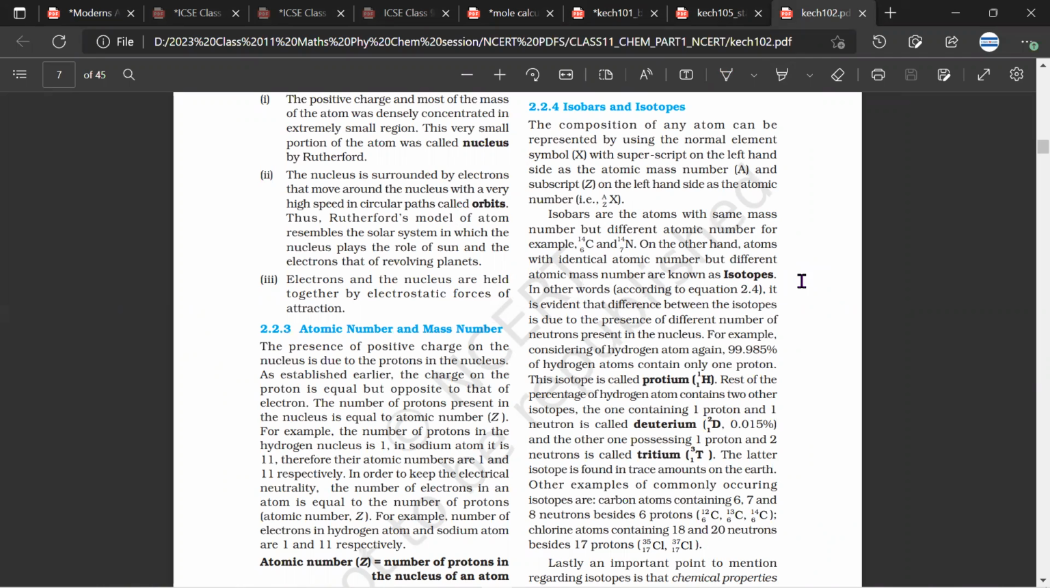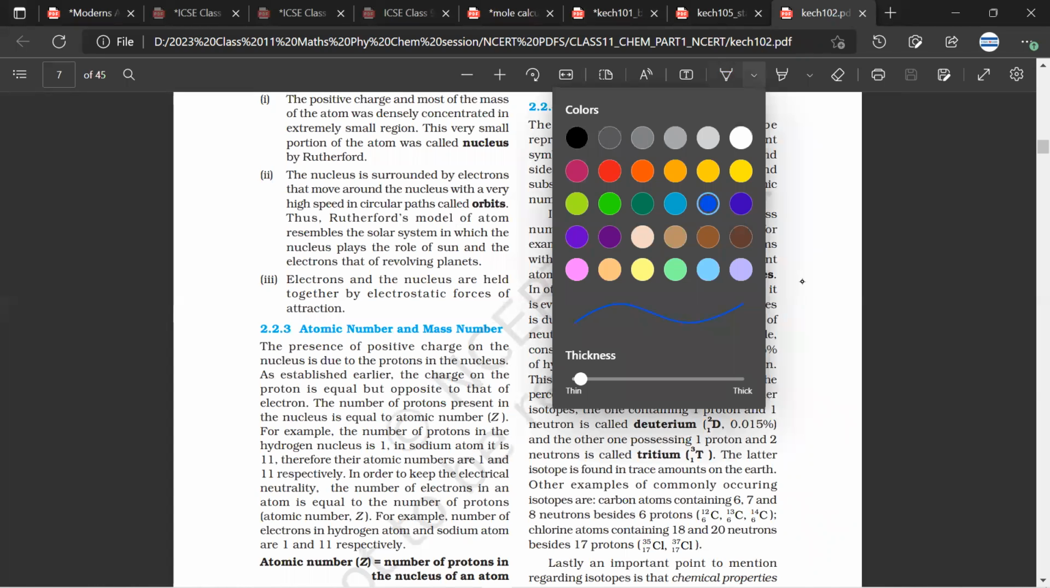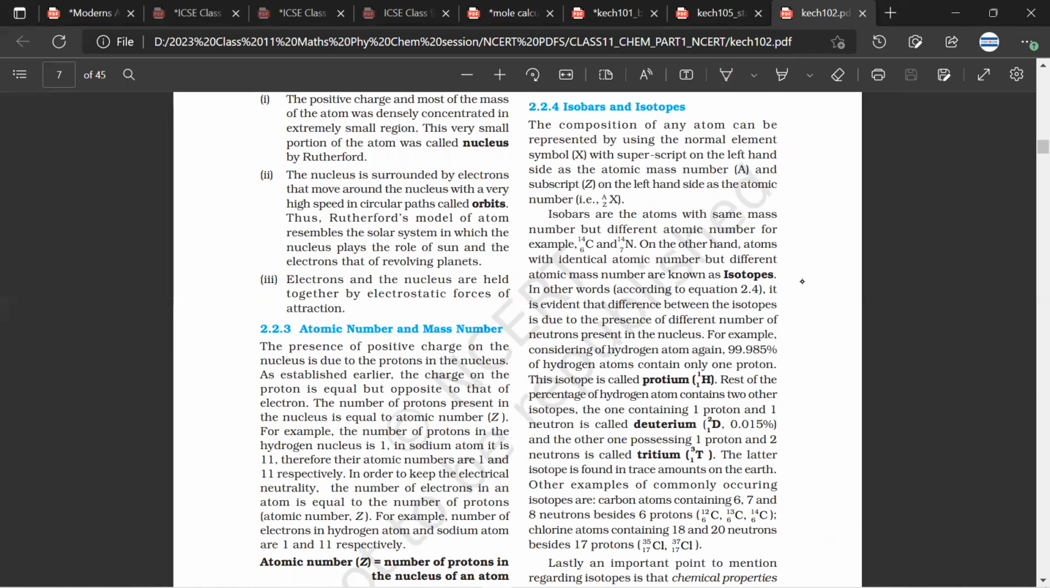Now, this is the same NCERT PDF, from chapter 2. Again, if you see, they tell you something about isotopes, and they give you a few examples of isotopes also. For example, considering hydrogen atom again, 99.985% hydrogen atoms contain only one proton. So this is the isotope called protium. The rest of the percentage of hydrogen atoms contain two other isotopes.